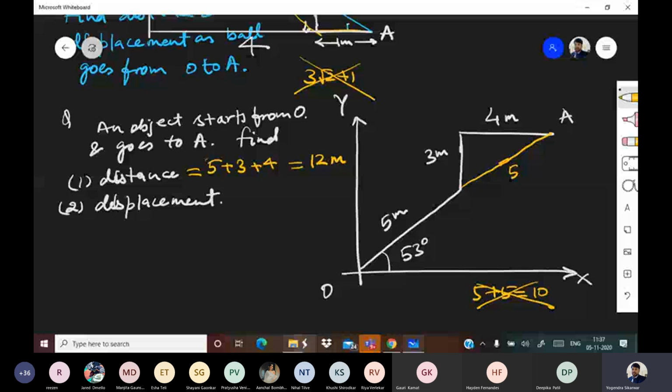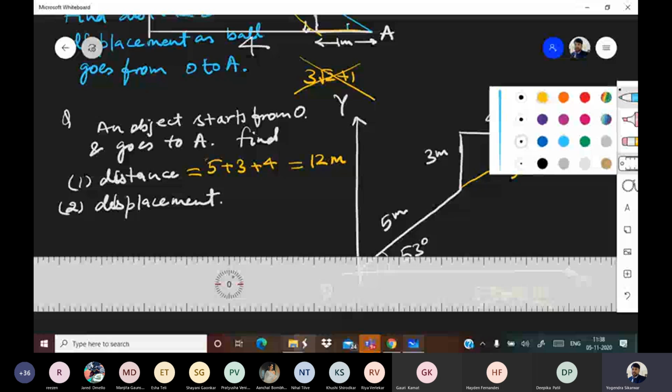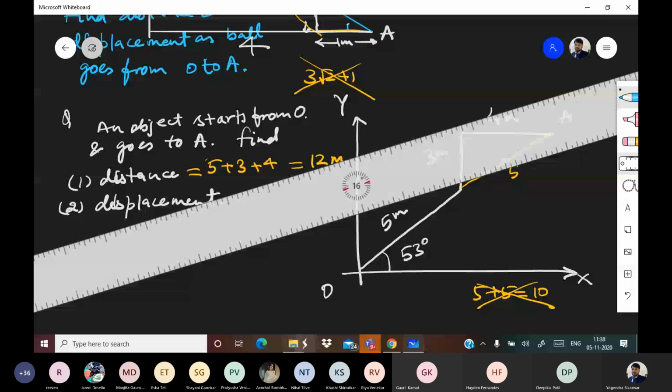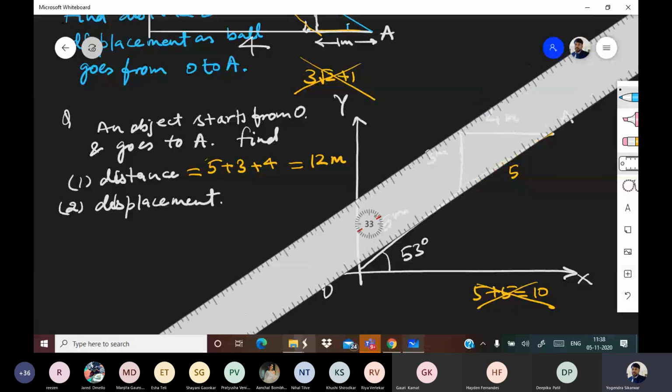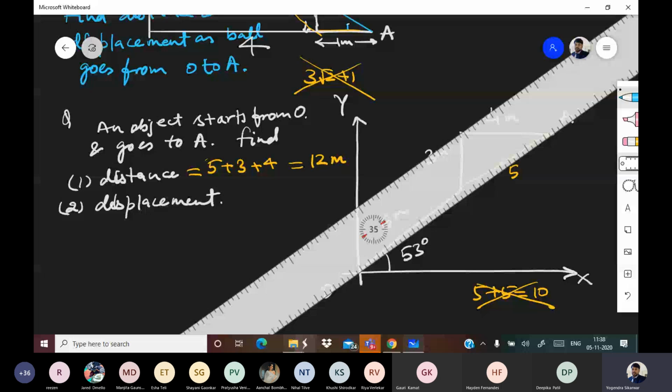So what we need to do is pay attention. Basically, we are trying to find OA. So for that, we need to join them by a straight line. All right. And if we are trying to find that, let us see what will happen.